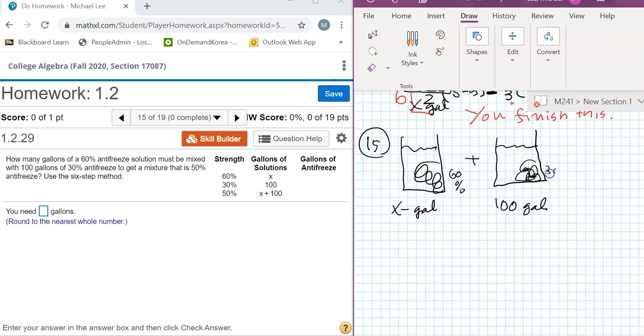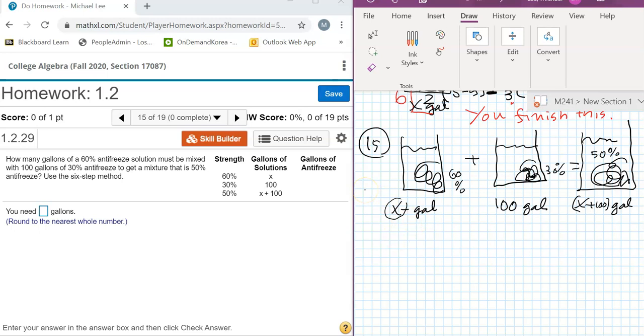This is 30%. Then you're going to get the larger container. This is X plus 100 gallons, isn't it? That's the volume. And you want that to be 50%. So the question is, to get 50% of this mixture, how many X gallons does it have to be? So what you need to do is look at the amount of antifreeze.